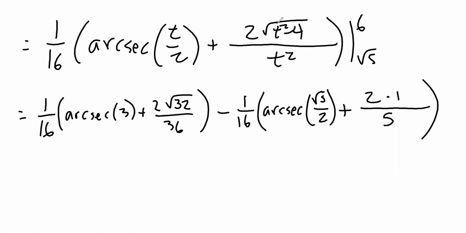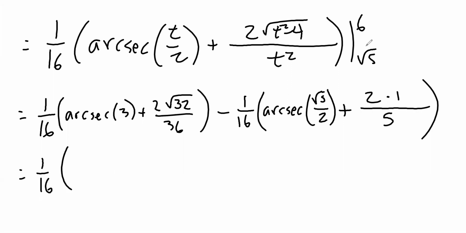I'm tempted to distribute the 1/16, but I don't know if there's going to be any benefit because these 4 terms are not like terms. You've got 2 arc secants with different arguments. We can't put them together. And the other parts, one has a square root, one doesn't, so we can't put those together. So I really don't see a benefit to distributing the 1/16, but I could factor it out.